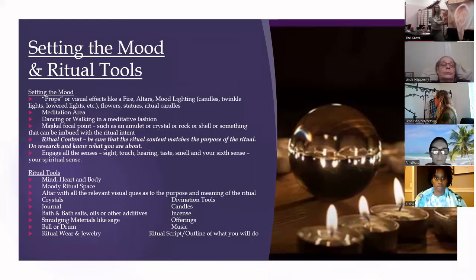All right, so setting the mood. There's all kinds of tools you can use. Music, incense, altars or visual props, so that when you look at certain things, it automatically makes you feel a certain way, right? Mood lighting, altars, fires, twinkle lights, lowering the light so that it's dimmer, masks, flowers, statues, ritual candles, things that are also relevant to what you're trying to do.